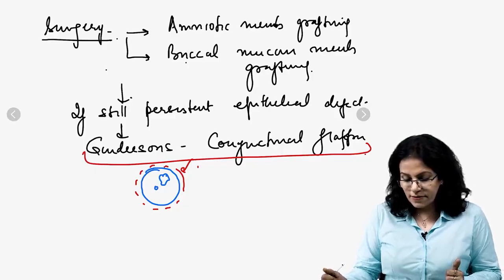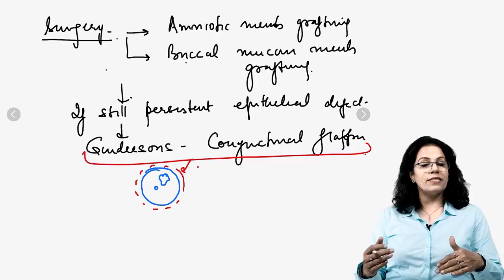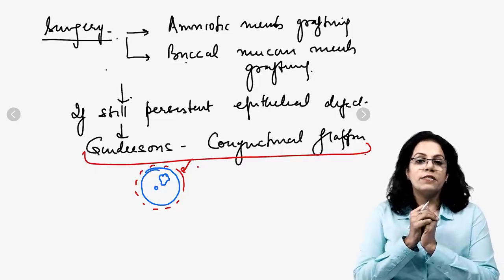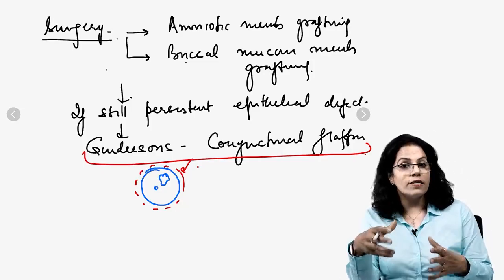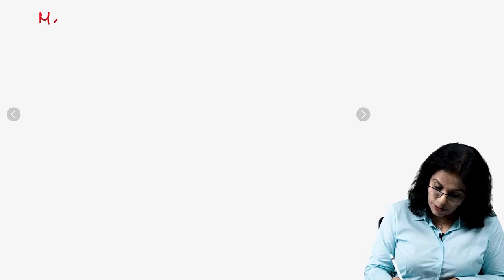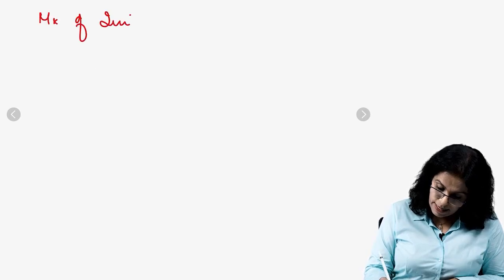Okay. Once we know this, let's see another situation. We have a patient with impending perforation. Right. That is, there is a lot of corneal thinning and when I look at it, I feel, oh my God, anytime it can perforate. So let us note down what is the management of impending perforation.